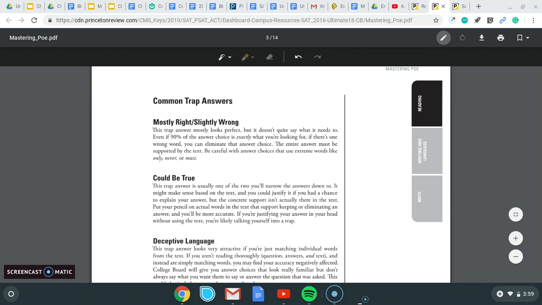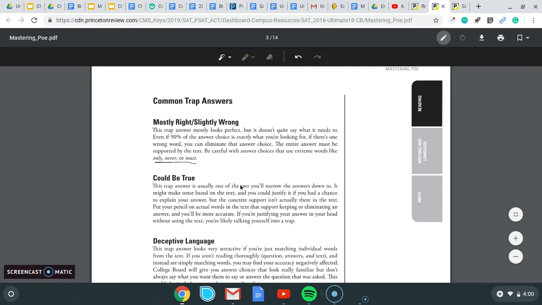Really, really watch yourself when you see big generalizing terms like only, never, must, always, because it's very rare that in all cases something would be true or that something would never be true. So make sure that when you're looking at those answers, if you see one of those words, that should be a red flag that it's probably a trap.